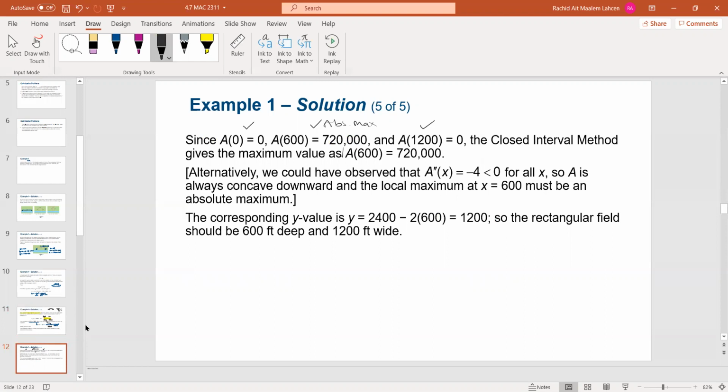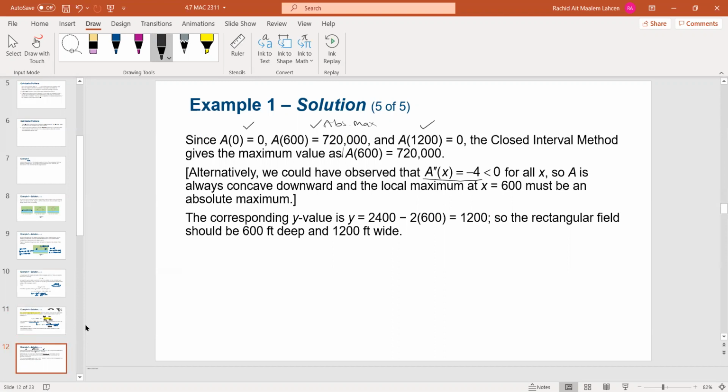Alternatively, we could also do the second derivative test. And if you do the second derivative test, you'll find out that it's -4. And that means it concaves down. And of course, there is a max there, the local maximum at x equals 600. And whichever test you do, you're going to find that the maximum happens there.